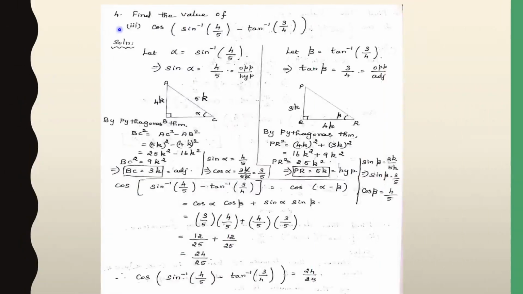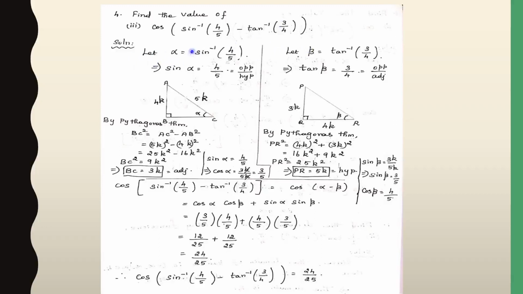Next we are going to see the fourth sum. Let us see the question. Find the value of, in the third subdivision, cos of sin inverse of 4 divided by 5 minus tan inverse of 3 by 4. For this, you have to take each term within brackets as alpha and beta. Let us see the solution.